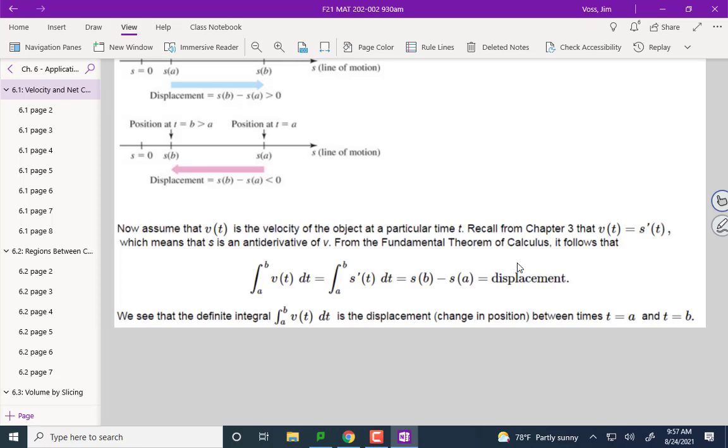So conceptually, we know that displacement is terminal position minus initial position. Mathematically, we now see that, oh, that corresponds to the integral of velocity. So integral of velocity gives us displacement. It can be positive or negative. Any questions with that? Does that make sense?